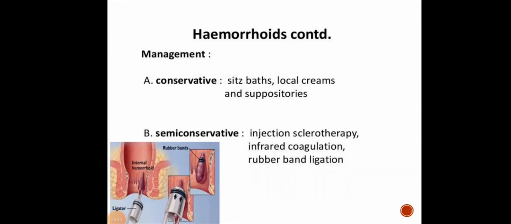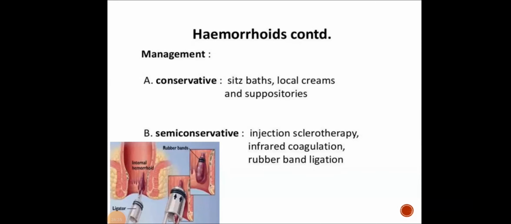Then it is Barron's banding, especially done for second degree piles. Means banding will be done, at a time 2 piles will be banded. Repeat banding can be done only after 3 weeks. 2 bands are used for pile mass to take care of breakage. What happens is this banding will cause ischemic necrosis and the pile mass will fall off.